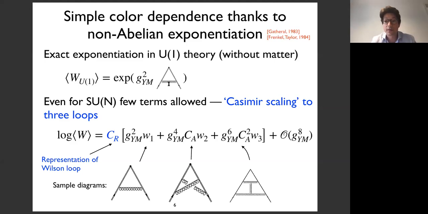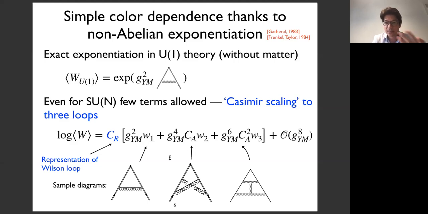In a non-abelian theory, so an SU(N) theory, things are a bit more complicated, but one can still use that abelian exponentiation to have an effective description of what's going on. And the upshot of this is the following: up to 3 loop order, these are the only color structures you can get. So you have an overall factor, which is the quadratic Casimir in the representation of the Wilson loop. And then we have quadratic Casimirs in the adjoint representation, the representation of the gluons.